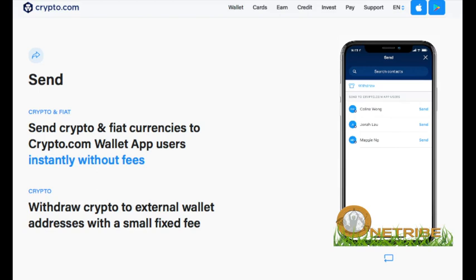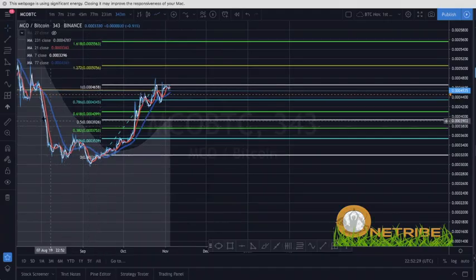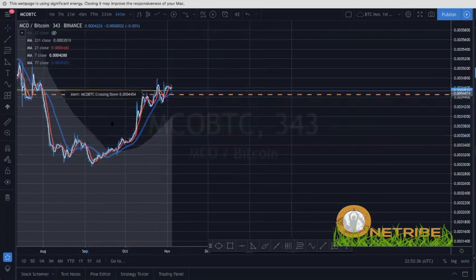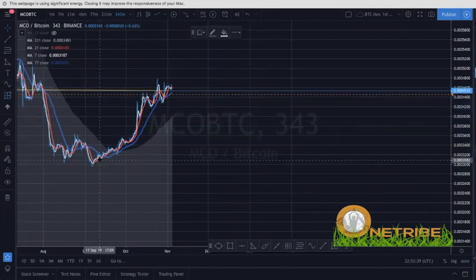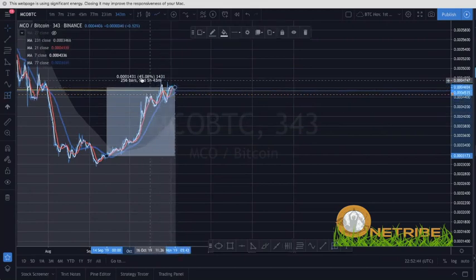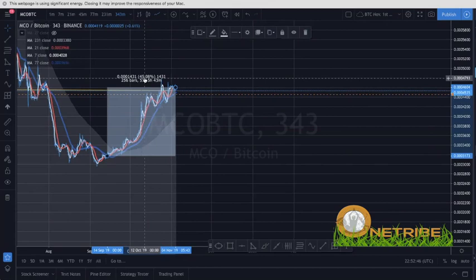So check it out, and we're going to check out this chart, because this chart has been moving since September 19th. Since September 19th, boom, it has grown 45%. And that is damn good. That's under 2 months, it's grown 45%, and it's just sitting there.